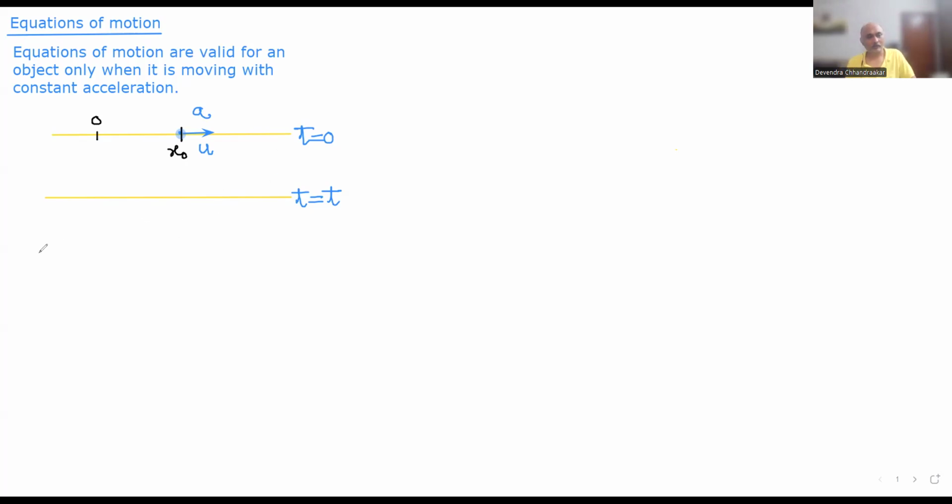Right. Now what we have to find is, at some point x is equal to x, what is the velocity of the particle?